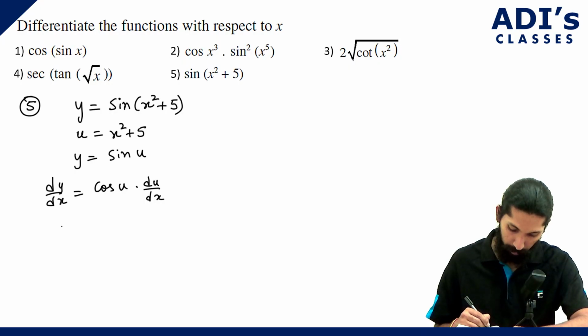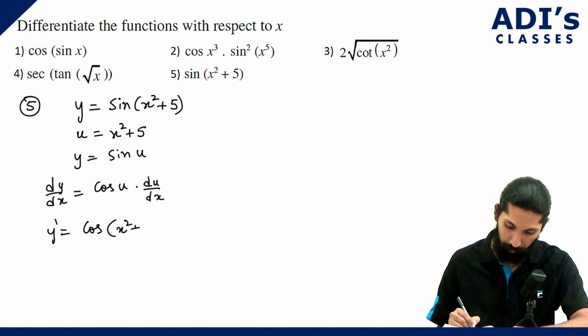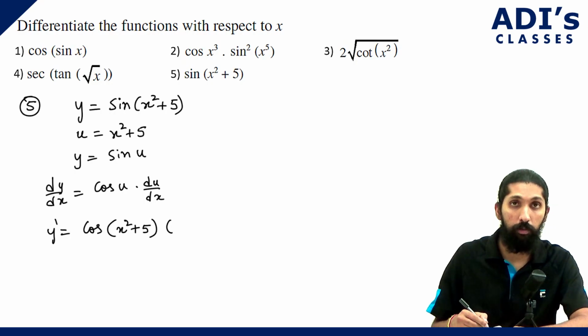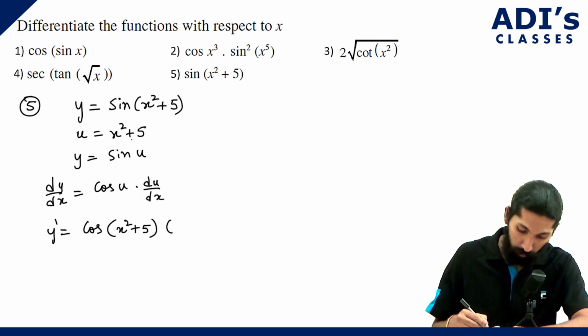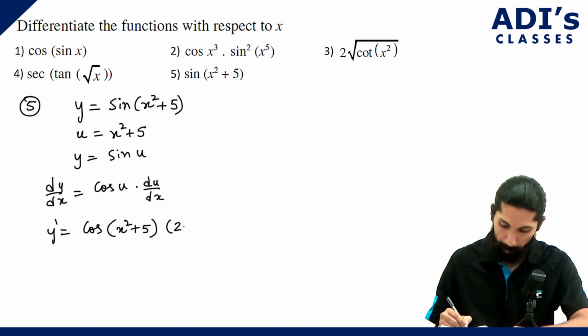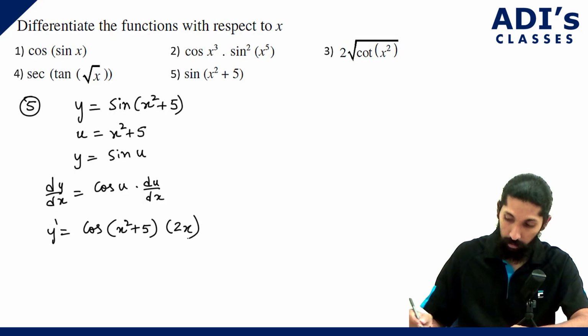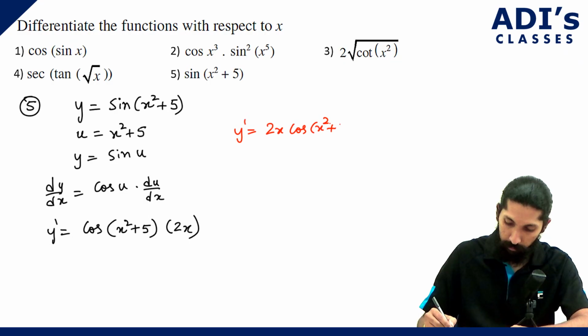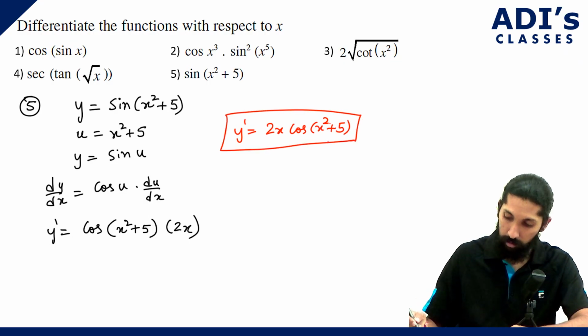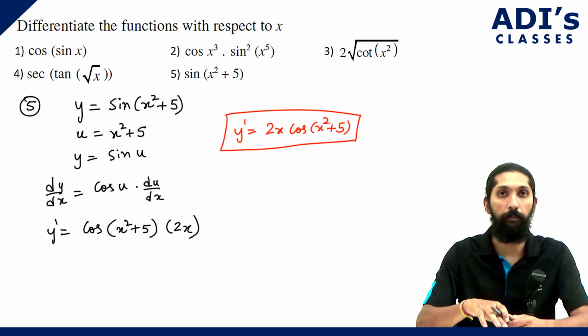So this is going to give me y dash is equal to cos of x square plus 5 into, what is derivative of x square plus 5? x square derivative is 2x. What's the derivative of a constant? 0, isn't it? So final answer would be y dash is equal to 2x into cos of x square plus 5. This is going to be the answer for the last one.